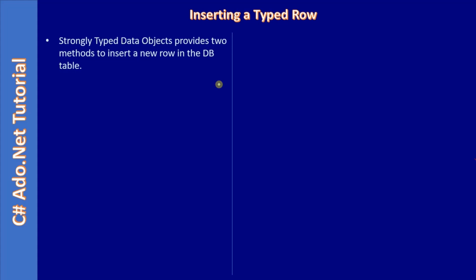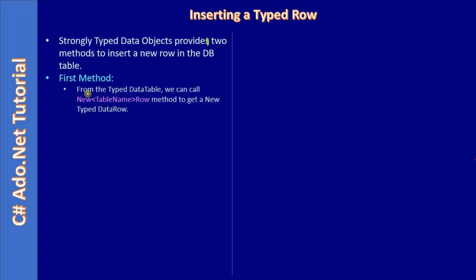Strongly typed data objects provide two methods to insert a new row in the DB table. Right? There are two methods available to insert. The first method, from the typed data table, we can call new table name row. That means new jobs row. Right? To get a new typed data row.